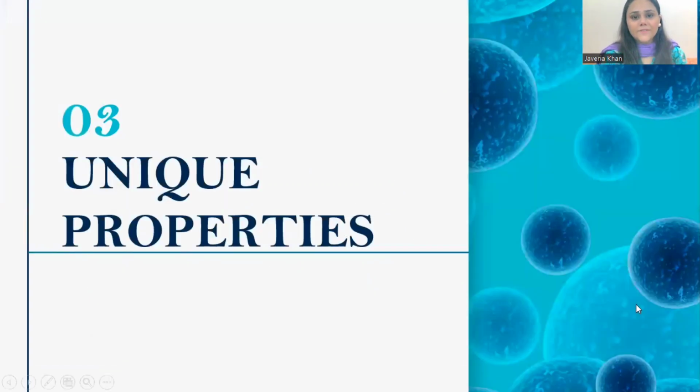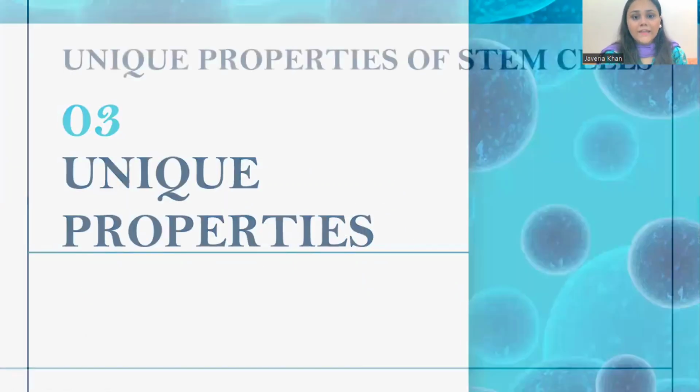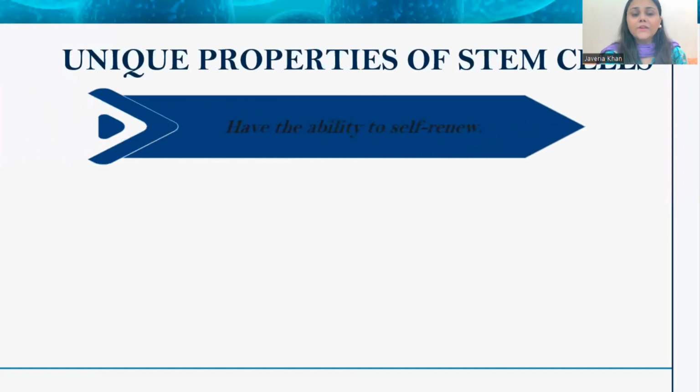Stem cells have some unique properties. They have the ability to self-renew. When a stem cell divides, it can produce both a stem cell and a differentiated cell, or two more differentiated cells. It's important to control the balance of cell division of stem cells in order to get an appropriate amount of stem cells within a tissue.